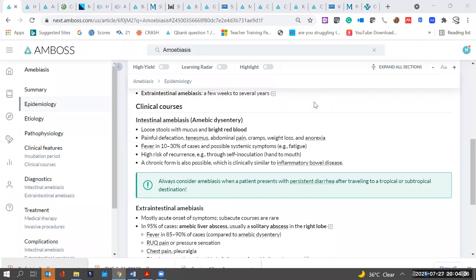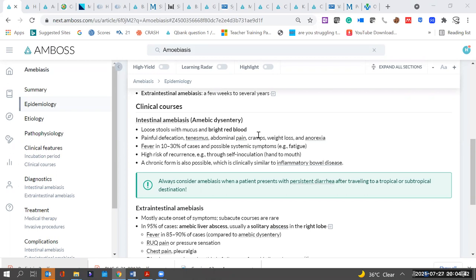So what is the presentation? Presentation is important for us. We will see some intestinal manifestation of this protozoal infection and some extra intestinal manifestation. If we are considering the intestinal, the child or the person who has this amoeba infection must be presenting with loose stools with mucus and bright red blood. So it's not only about the diarrhea, it's about which kind of diarrhea he or she is going to present. She must be having bloody or mucus diarrhea. So whenever mucus is there associated with bright red blood, think about this one. And painful defecation, tenesmus, is there.